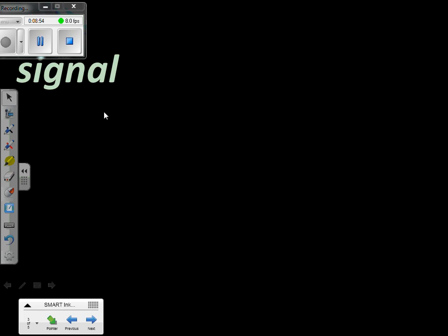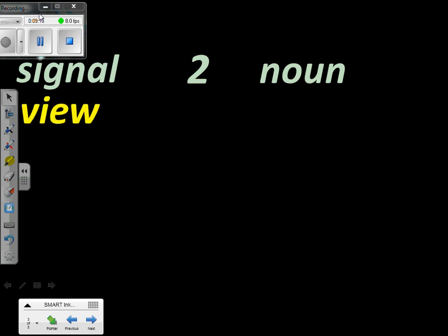Sometimes in the street, when your father or your mother is driving a car, there is a signal that you have to turn right or to turn left, right or not? So that's a signal. All right. How many syllables? Two. All right. Next you have view. What is view?